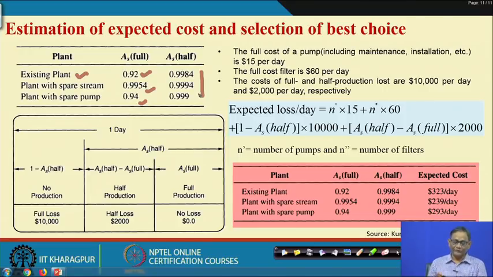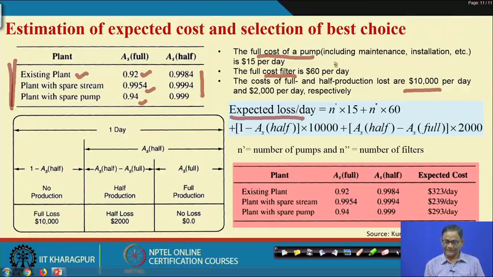okay. Now if we know some of the data, like what is the full cost of a pump including maintenance and installation, if we know the full cost of a filter including installation, maintenance, etc. And if we know the loss for not having full production or having half production, then using this formula you will be able to find out the value of expected loss per day for three different alternatives.